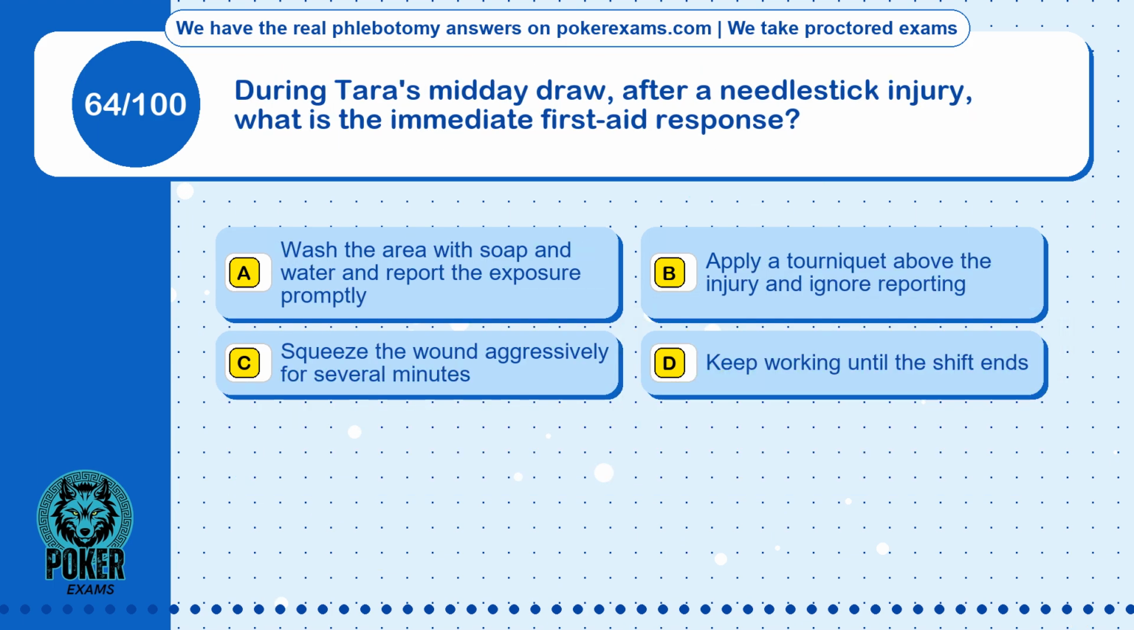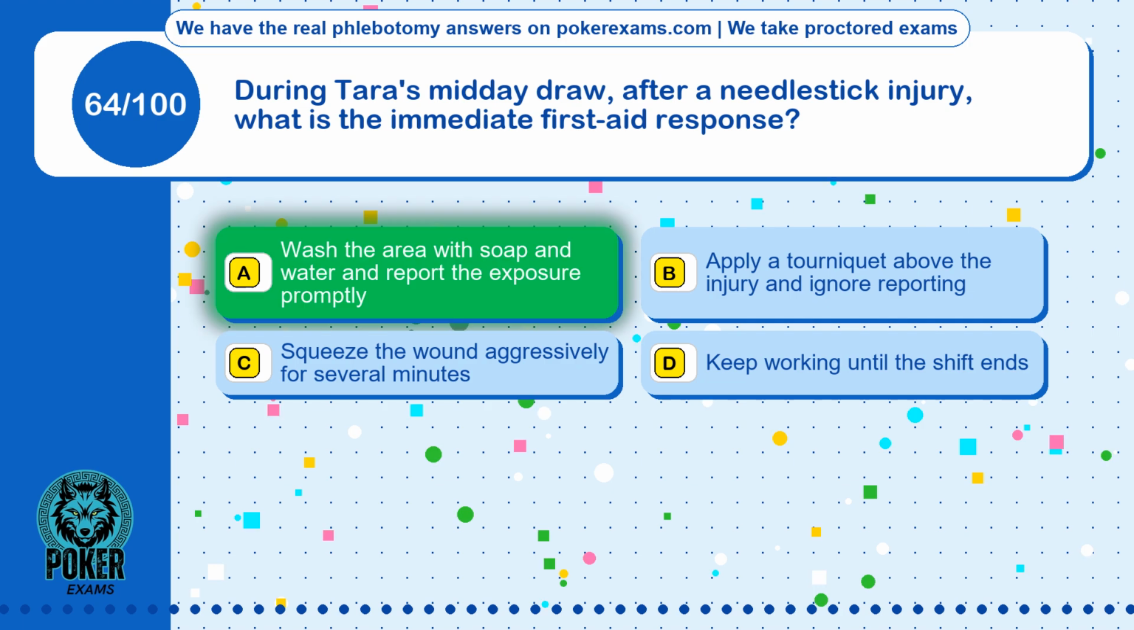Question 64. During Tara's midday draw, after a needle stick injury, what is the immediate first aid response? Option A. Wash the area with soap and water and report the exposure promptly. Option B. Apply a tourniquet above the injury and ignore reporting. Option C. Squeeze the wound aggressively for several minutes. Option D. Keep working until the shift ends.